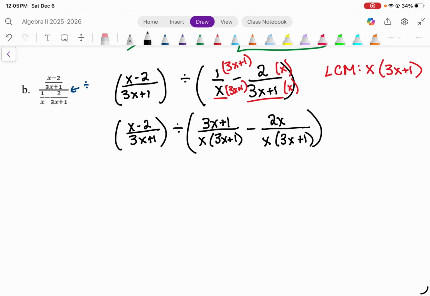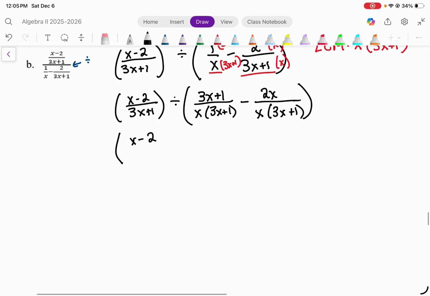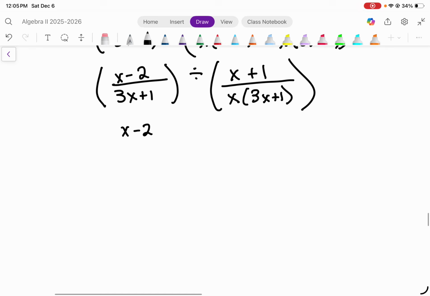Okay. Once you get that common denominator, then you can combine your two fractions, so x minus 2 over 3x plus 1 divided by, and when I combine these, I have 3x plus 1 minus 2x. So that would be x plus 1 when I combine my like terms. Now I have one fraction divided by another fraction. So now I can do the division part. So I keep my first fraction the same. These are all grouped together. Change it to multiplication, and then I flip my second fraction over.